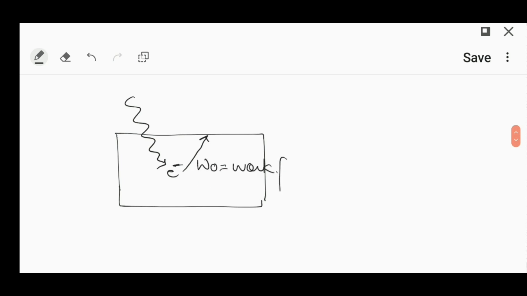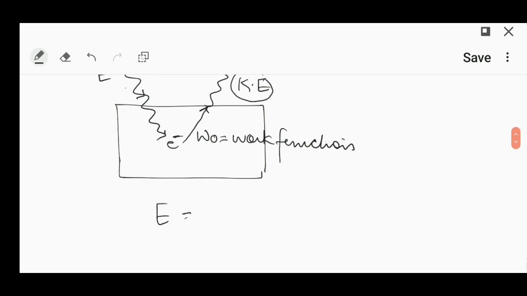Suppose there is a metal surface and the electron is present here. When the light strikes on it, this electron moves up to the surface, and some work has to be done, that is the work function, h nu naught. And the electron ejects out having some kinetic energy. This is the energy of incident radiation, and this is the kinetic energy of the ejected electron. The energy of incident radiation is equal to the work function plus kinetic energy.